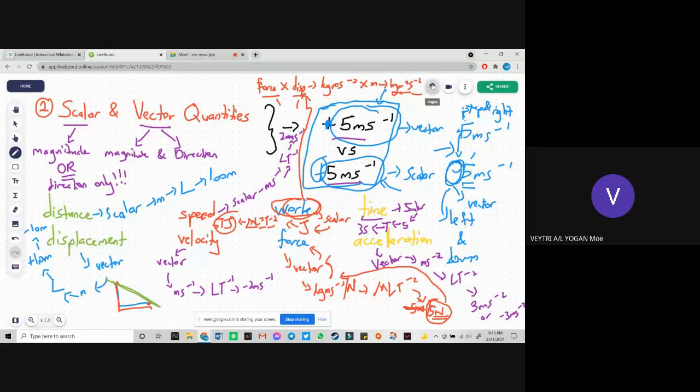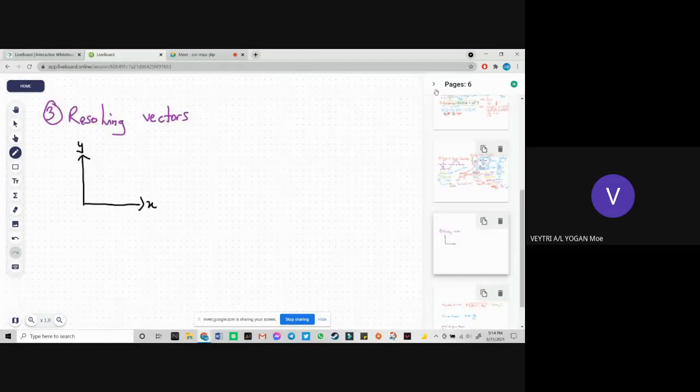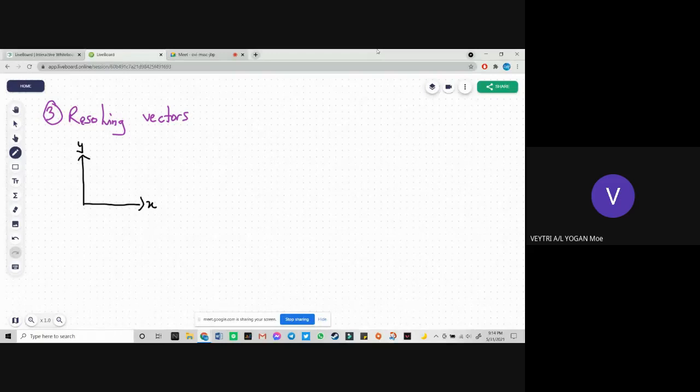Scalar and vector are very important. Chapter 1 might be very direct, normal, and okay. Once you get into chapter 2, until the end of the syllabus, you will know that this simple thing will affect small calculations. Alright, now I'm going to teach you resolving vectors. This one is very important, especially for chapters 2, 3, 4, 5.